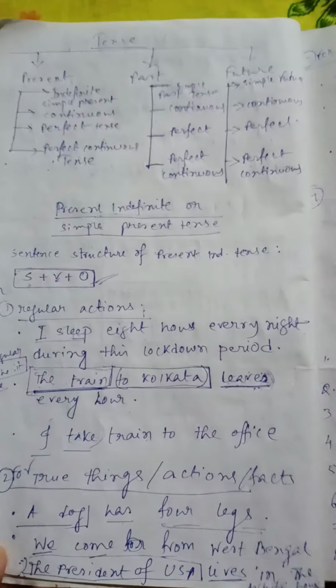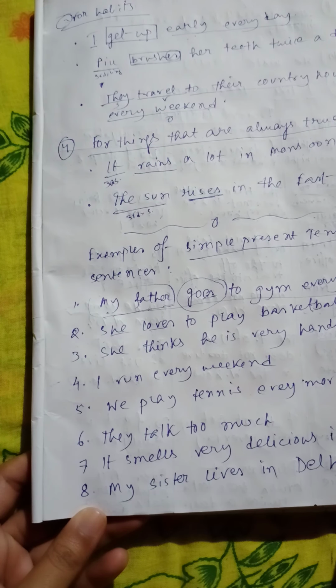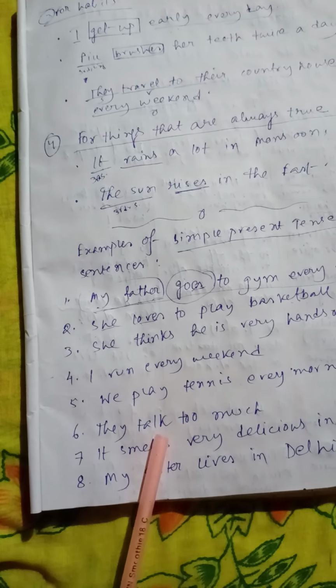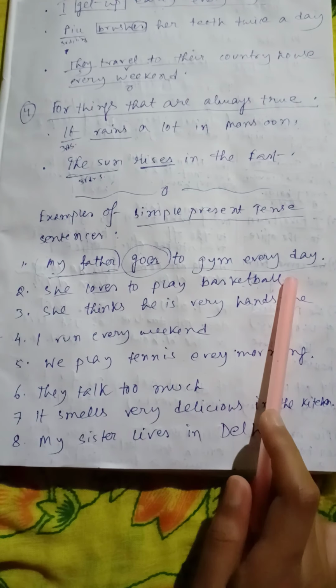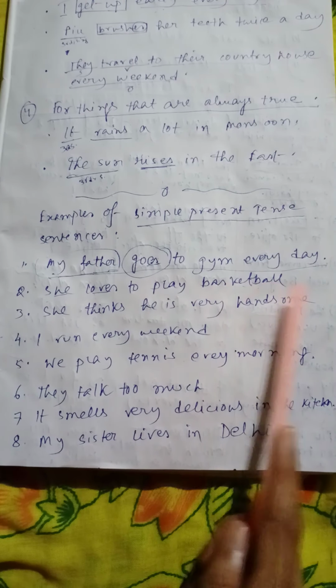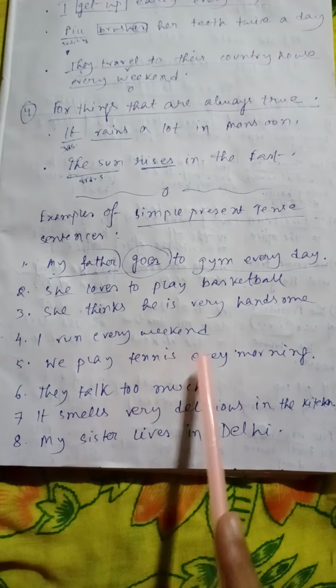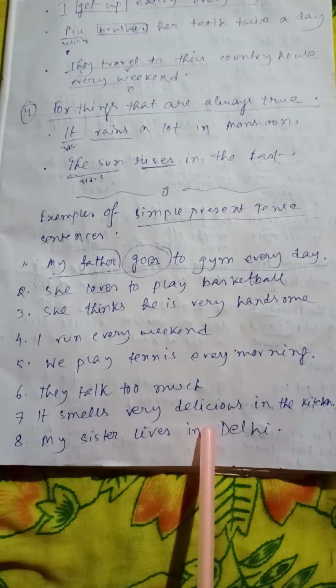Got it? Okay, now I am giving you some tasks to do by yourself. In my previous video I have given you other sentences also as examples of present indefinite tense. Here the examples are: my father goes to gym every day. Take note of it, or you can also take a screenshot of it. She loves to play basketball. She thinks he is very handsome. I run every weekend. He plays tennis every morning. They talk too much. It smells very delicious in the kitchen. My sister lives in Delhi.